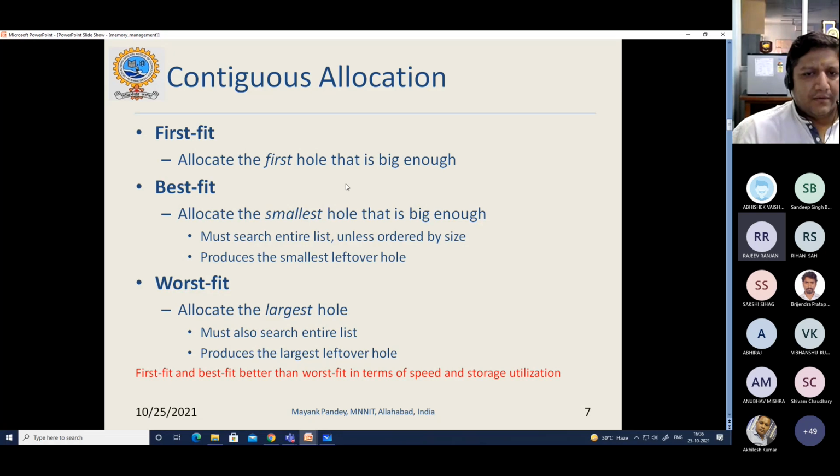Under best fit, you have to search the entire list and then find the smallest hole which is big enough to accommodate the process. And this is going to produce the smallest leftover hole. This is some more work you have to do. And then another is the worst fit. Allocate the largest hole which can accommodate the process. Here also you have to search the entire list, which is going to produce the largest leftover hole.